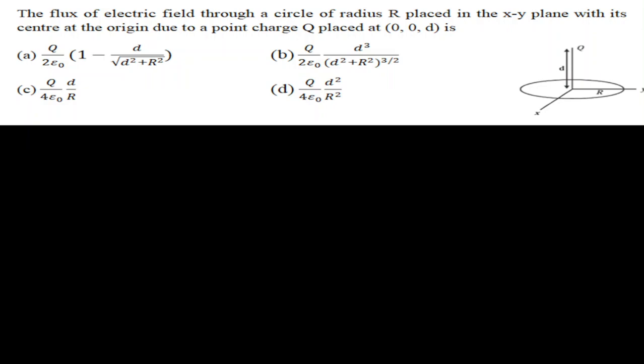So in this case, what has been asked? We have a circular loop of radius r in the xy plane, whose center is at the origin, and we have a point charge at (0, 0, d), meaning on the z-axis at a distance d from this circular loop. Then it has been asked what will be the flux through this circular loop. Flux through this circular loop means through this area.